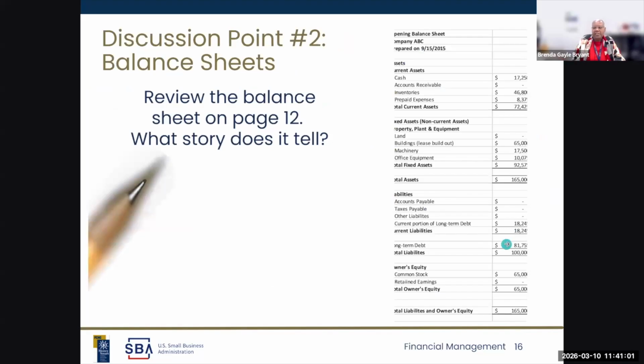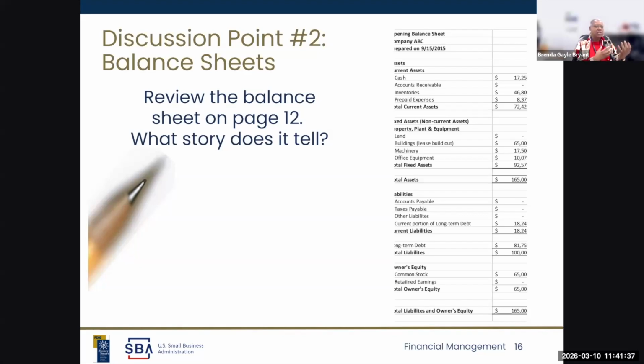So when you review the balance sheet, which is on page 12, you're going to be looking at how much money this company has. Money not meaning cash, because what we're looking at with assets is what can turn into cash, but is not cash. My piece of equipment is not cash. My piece of equipment has a value to it, but it's not cash.